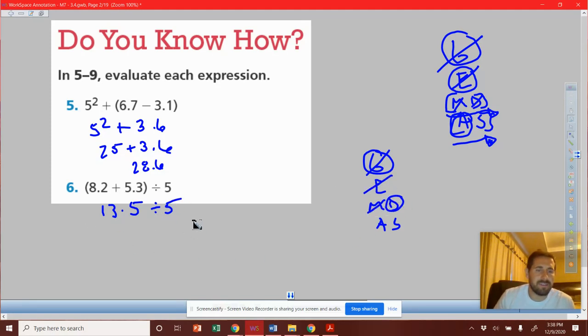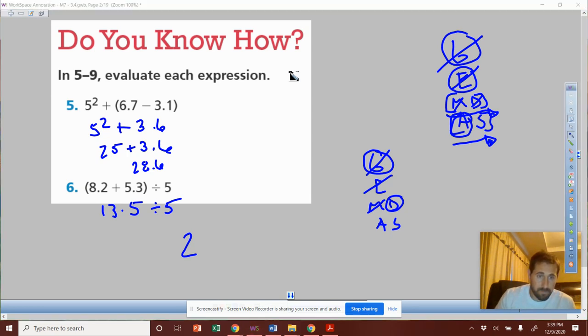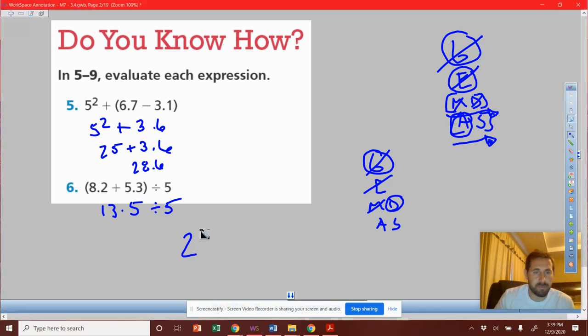So now we can divide this out, and we're going to get 2 goes into 13 and a half 2 times with a remainder of 3.5 over 5. And then we could just reduce that down. So how many halves go into 3.5 is 7. And how many halves go into 5 is 10. So 2 and 7 tenths is 2.7. That'll be our answer there.